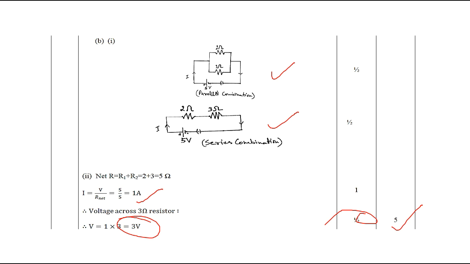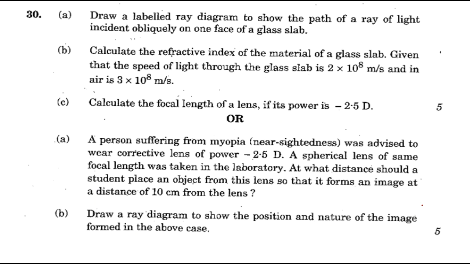Now moving further to the next question. The next question is again question number 30. You can see it says to draw a labeled ray diagram to show the path of a light ray incident obliquely on the face of a glass slab. This question we have discussed in our class. The second question is of refractive index. The third question is of the power of the lens.